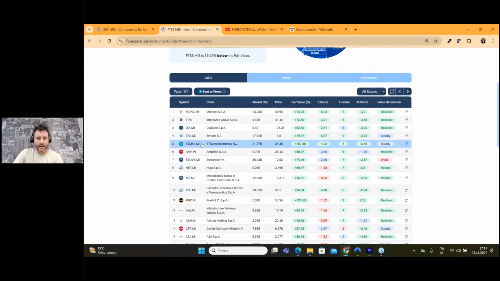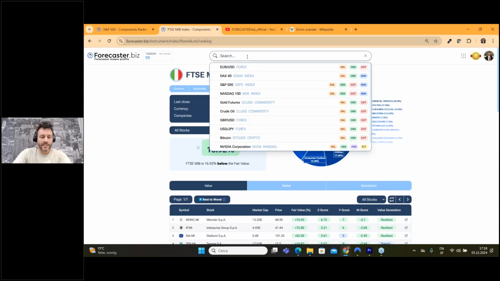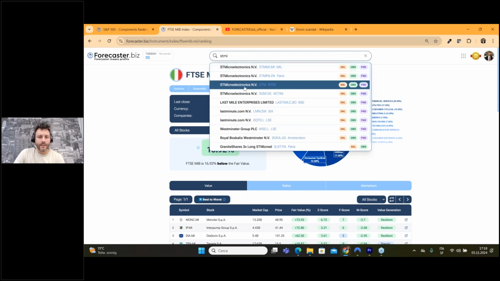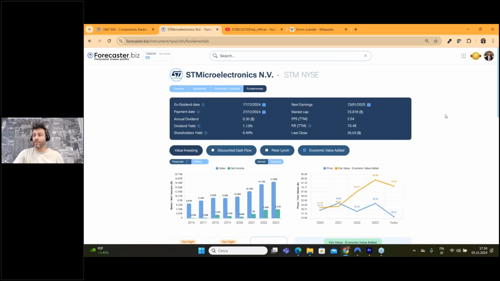And here at the number 5 position, we can find STM Microelectronics. Okay. This company is also listed in the United States. As you can see, this company is quite big and it's listed at the NYSE. So this is why I would like to analyze it, because it's in a very interesting situation, and I really think it's time to buy this company now.